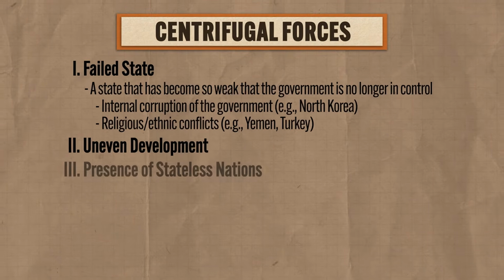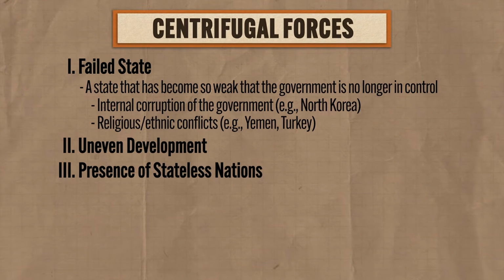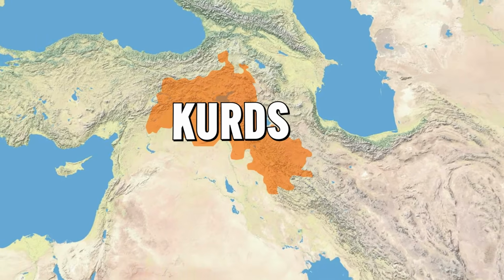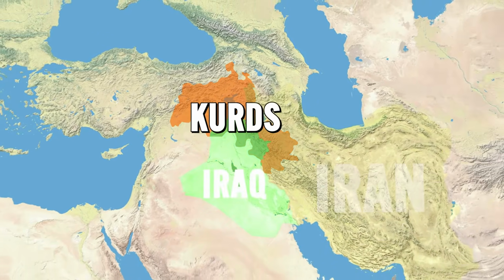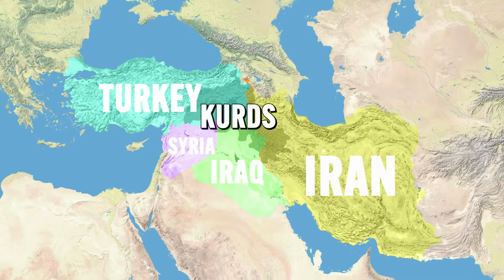Okay, third, centrifugal forces can be the result of the presence of stateless nations. And here let's visit our friends the Kurds again, who, if you'll remember, are a distinct nation that lives in parts of Syria, Iraq, Iran, and Turkey. And because they are a distinct cultural unit without a state of their own, their calls for independence and political sovereignty have created profound tension within the states which claim political power over them.